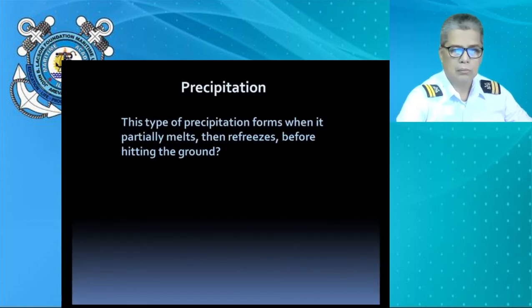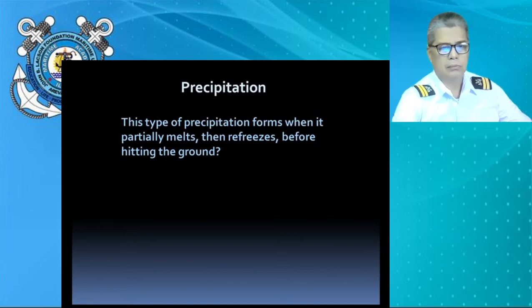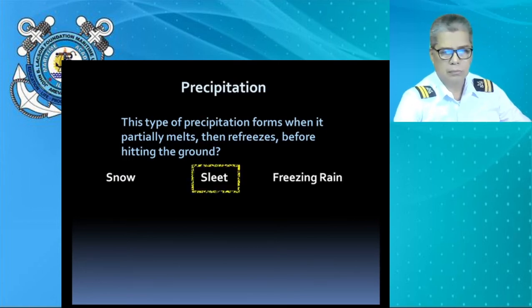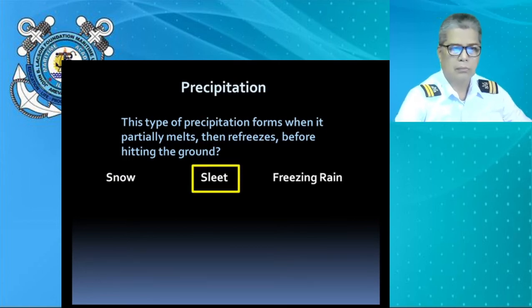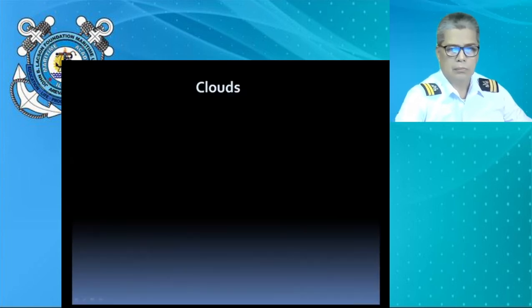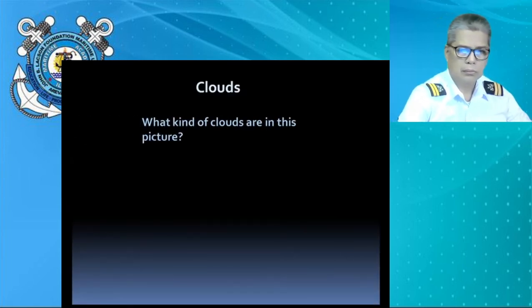This type of precipitation forms when it partially melts as it falls and then refreezes before hitting the ground. Is it snow, sleet, or freezing rain? The answer is sleet. Freezing rain is similar, but it develops when frozen precipitation melts completely, then freezes on contact with the ground. What kind of clouds are in this picture?